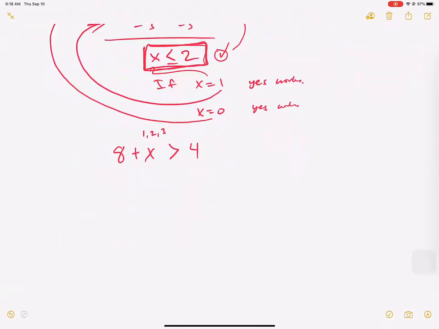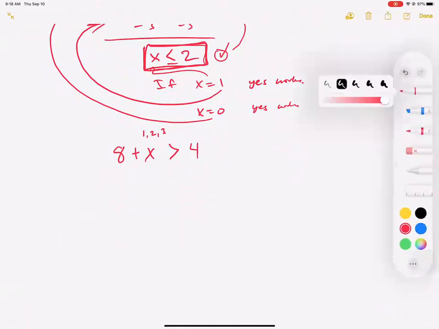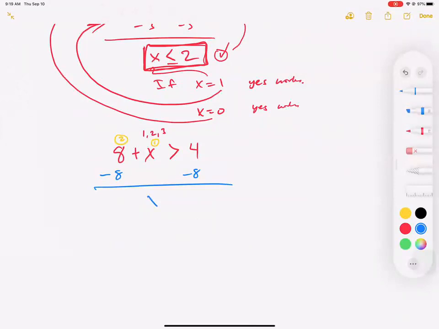So here's what we're going to do. We're going to solve it like we said before and get x alone. In our brains, we're solving for x, so we have to get rid of the 8. We subtract 8 from both sides, and x is greater than negative 4.